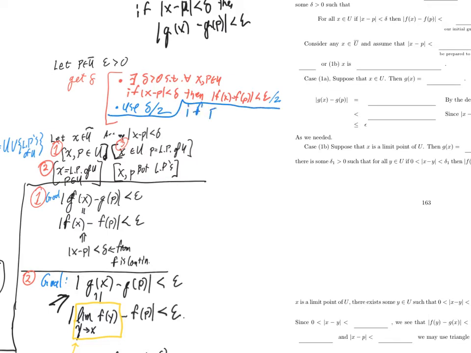If p is a limit point, then use the limit as y approaches p of f of y equal to g of p to get our choice of delta.